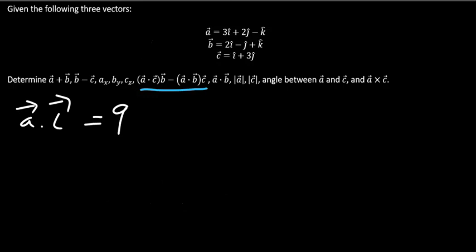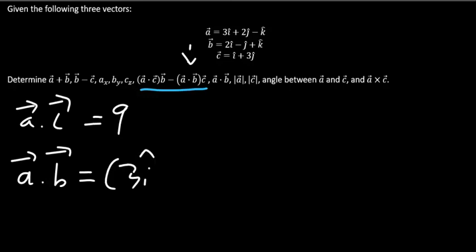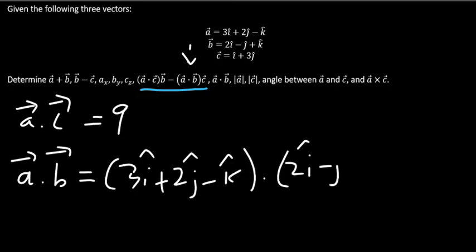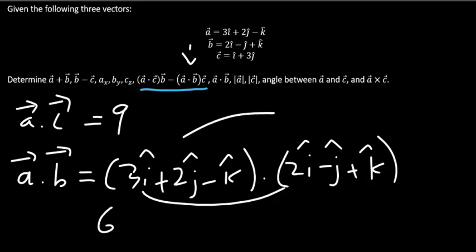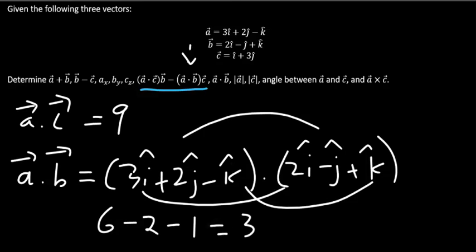The next dot product that we need to do is between vector A and vector B. So let's do that. A dotted into B. That means 3i hat plus 2j hat minus k hat dotted into 2i hat minus j hat plus k hat. So 3i goes with 2i, which gives you 6. 2j dotted into minus j is just minus 2. And minus k dotted with k gives you minus 1. And what is the answer? 4 minus 1, that is just 3.